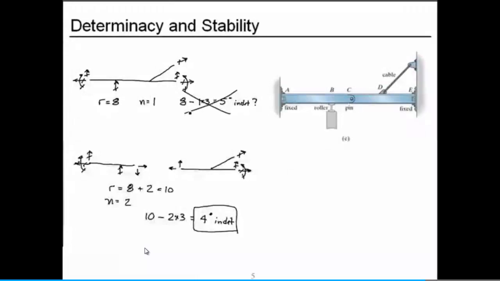That is our answer, not this. And here's the key. Whenever there is a pin in a structure, we must cut it there before we evaluate whether it's determinate, indeterminate, or unstable.